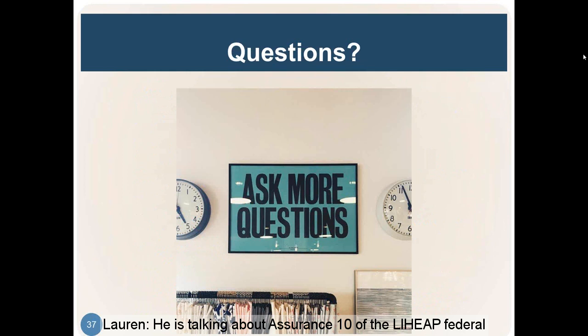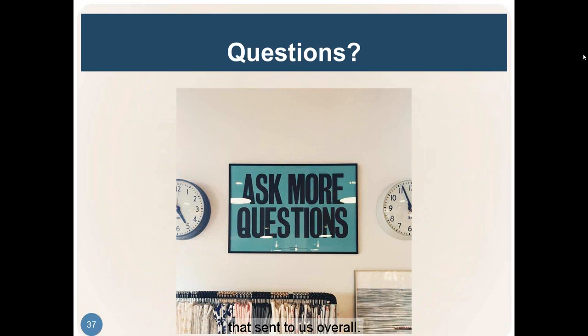So yeah, he's talking about Assurance 10 of the LIHEAP federal statute that limits states to 10% of your total LIHEAP funding for that federal fiscal year towards administrative and planning costs. And so just trying to understand how to reconcile if a sub-recipient intake agency has a negotiated indirect cost rate, that fits within that overall. But if they have it from HHS, there's a very high likelihood that it's based on salaries.